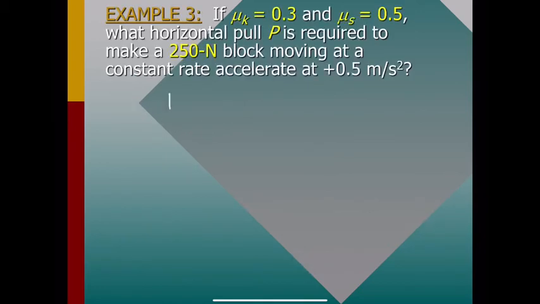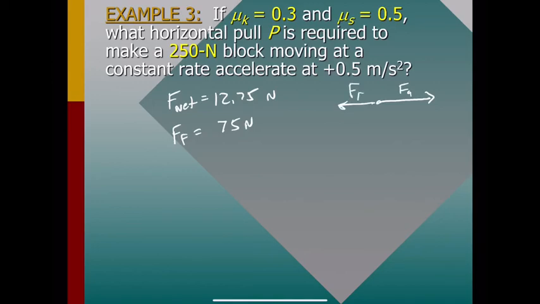So we came up with a net force of 12.75. We have a friction force of 75 newtons. Both of these are newtons. So I need to find the applied force. Well, in this case, the object is moving this way. That's my applied force. And friction is moving this way. That's my friction force. So the net force is equal to the applied force minus the friction force. So the applied force is going to equal the net force plus the friction force.